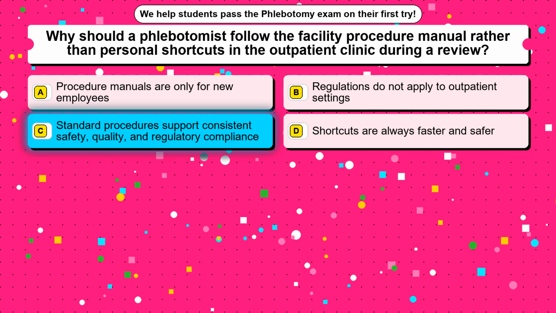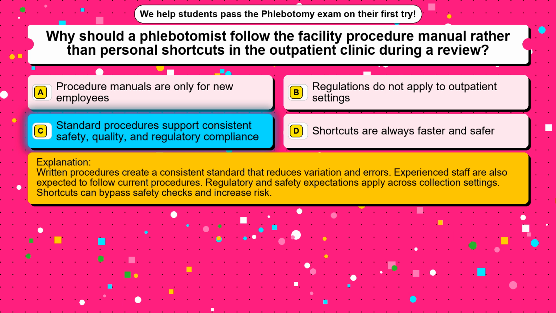The correct answer is option C. Standard procedures support consistent safety, quality, and regulatory compliance. Written procedures create a consistent standard that reduces variation and errors. Experienced staff are also expected to follow current procedures. Regulatory and safety expectations apply across collection settings. Shortcuts can bypass safety checks and increase risk.